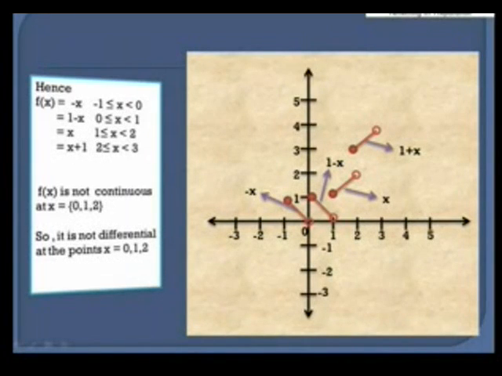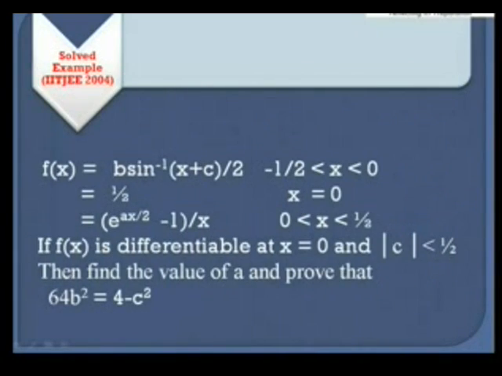0.3. So we see that f(x) is a discontinuous function at the points x = 0, x = 1 and x = 2. So we see that f(x) is discontinuous at these points, and the function would be non-differentiable at these points because discontinuity implies non-differentiability. Thus we can say that it is not differentiable at the points x = 0, 1, 2. Now let's solve another JEE problem.